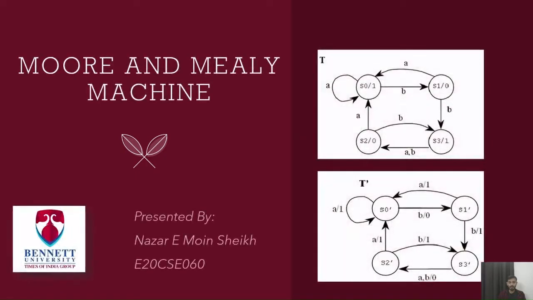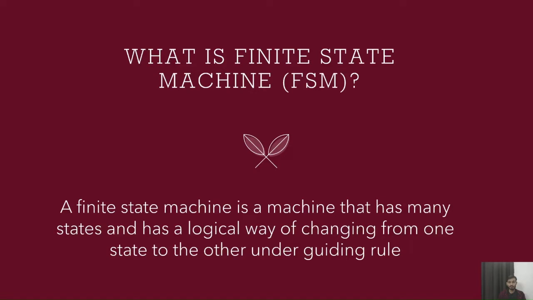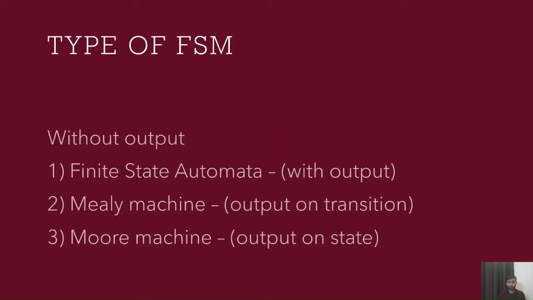So without any further delay, let's start with the topic of Mealy and Moore machine. First, starting with what is FSM. An FSM is a machine that has many states and has a logical way of changing from one state to another under guiding rules. There are many types of FSM, in which Mealy and Moore machine are output oriented. Mealy is output oriented on the transition, whereas Moore is output oriented on the state.